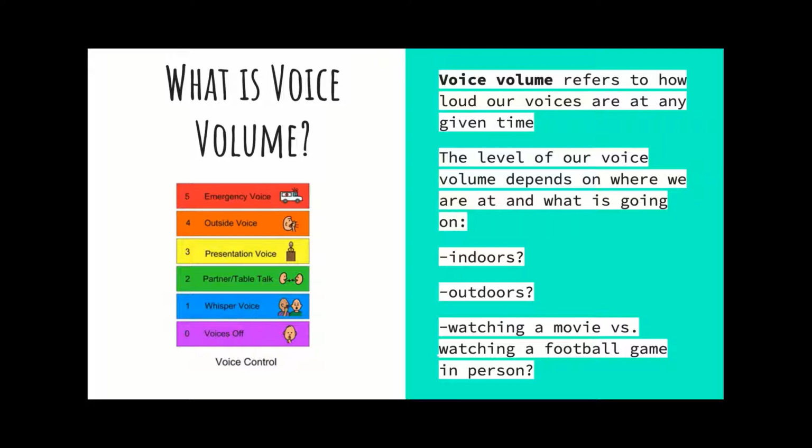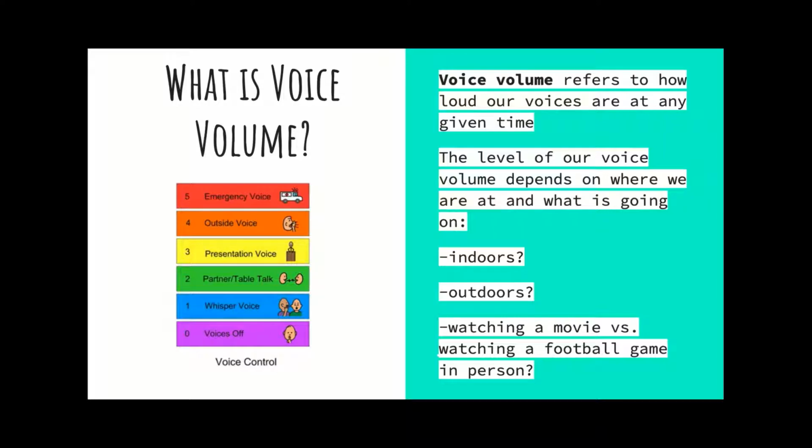Voice level 1 is a whisper voice. We use this voice when we are talking in a library or when we're doing partner talk at our tables, okay? Level 2 is partner table talk. Level 2 is like your indoor voice. I would argue that you should use a whisper voice when talking with a table partner. That way others can't hear your conversation and you don't disrupt others. But when you think of voice volume 2, I want you to think of your indoor classroom voice, the voice that you use to talk to your teachers and your peers, okay?